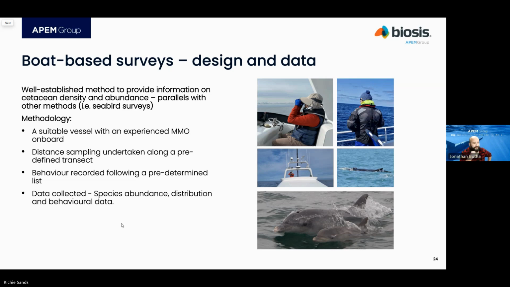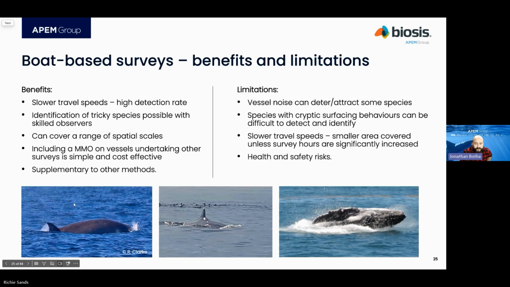As Ali has quite rightly pointed out, there's no perfect method, which is why we look to a toolbox of methods. But some of the benefits of vessel-based surveys for marine mammals are the slower travel speeds, so typically you have a high detection rate. I guess the flip side of that is that with these slower travel speeds, you're typically covering a much smaller area compared to something like an aerial survey. The identification of tricky species is often possible when you've got skilled observers, because we're looking for things like species-specific surfacing patterns, and that can ultimately be one of the main defining points for getting that positive ID.